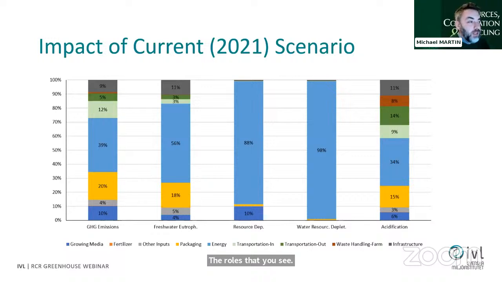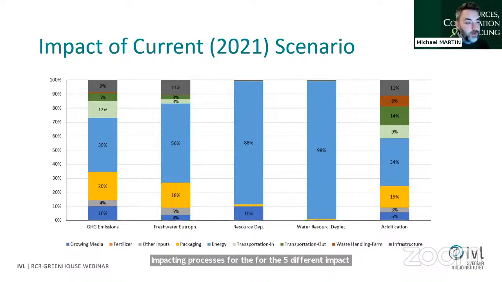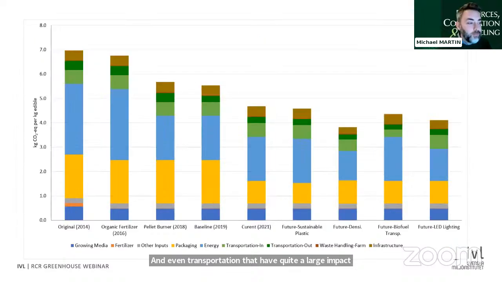So what we found in the current scenario from our LCA is that energy consumption was one of the largest impacting processes for the 5 different impact categories that we have here. And you'll see that in blue, and I put the percentage there. But also surprisingly, for greenhouse gas emissions and eutrophication, it's also packaging and even transportation that have quite a large impact for the system. So these other scenarios are interesting to look into further.